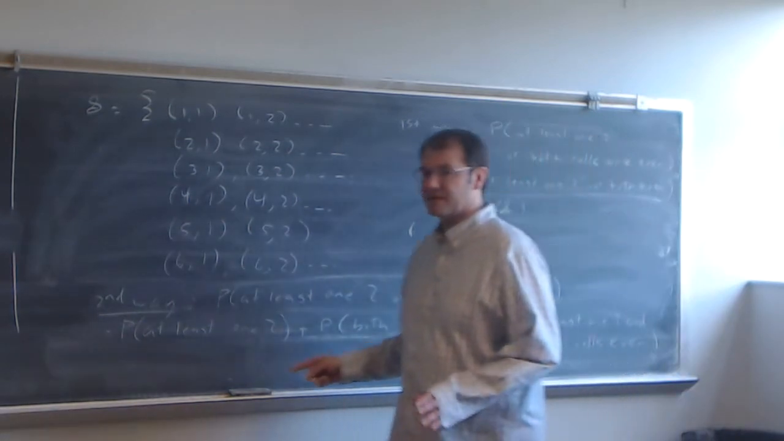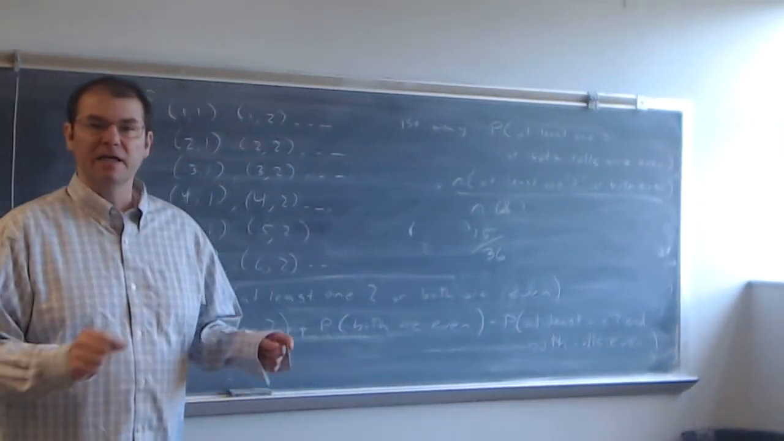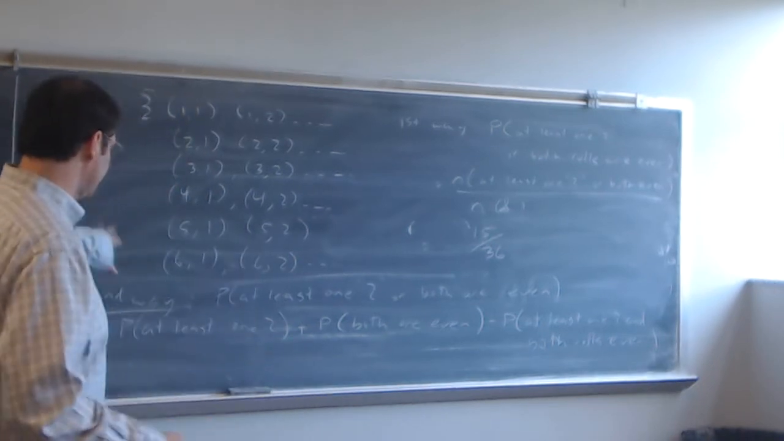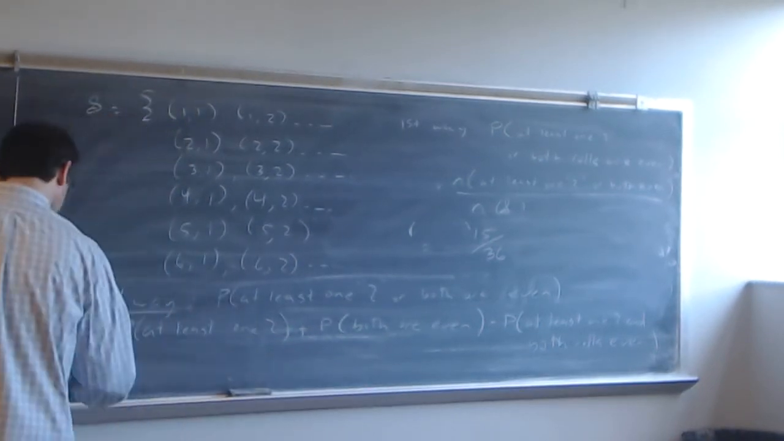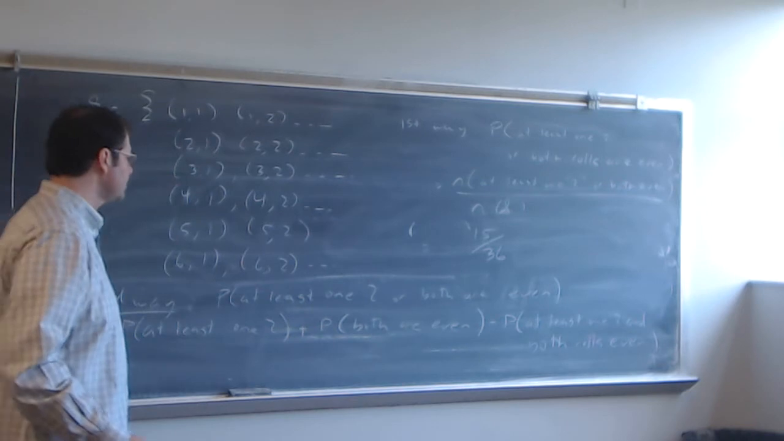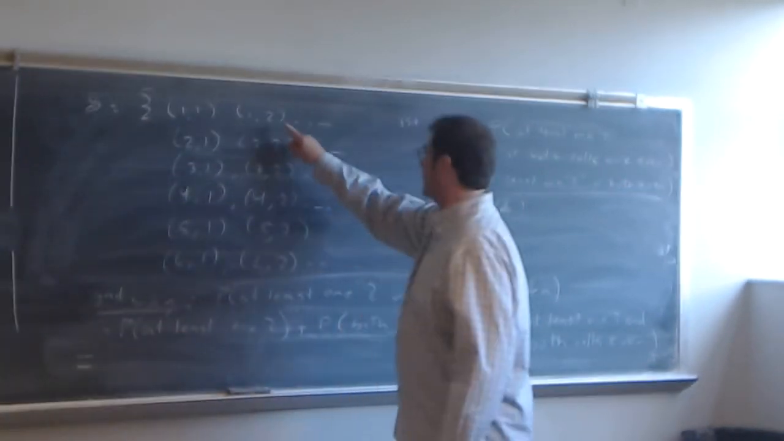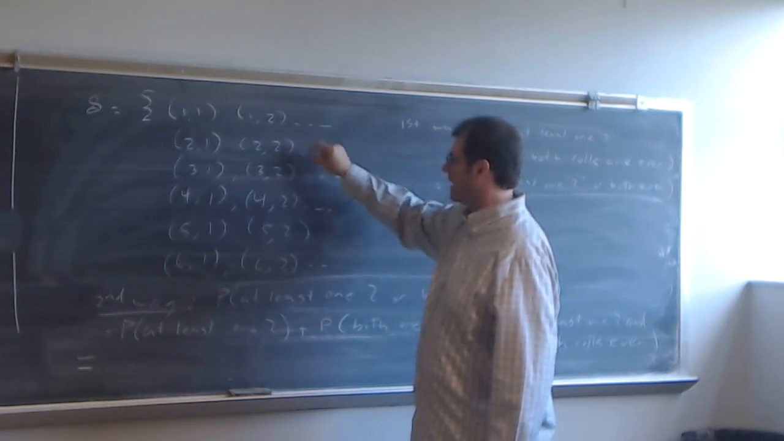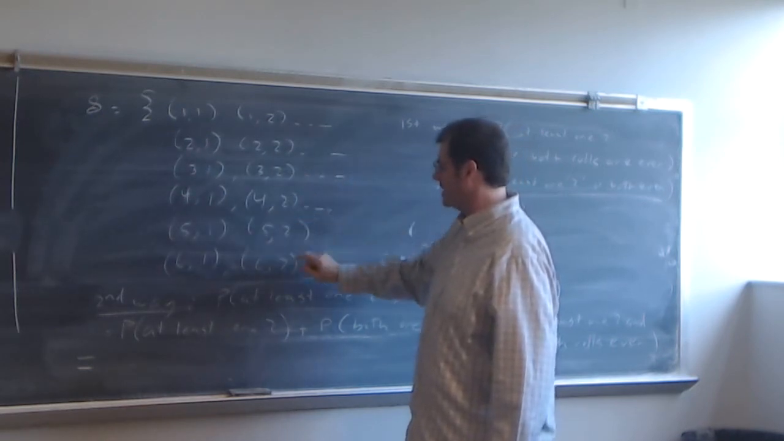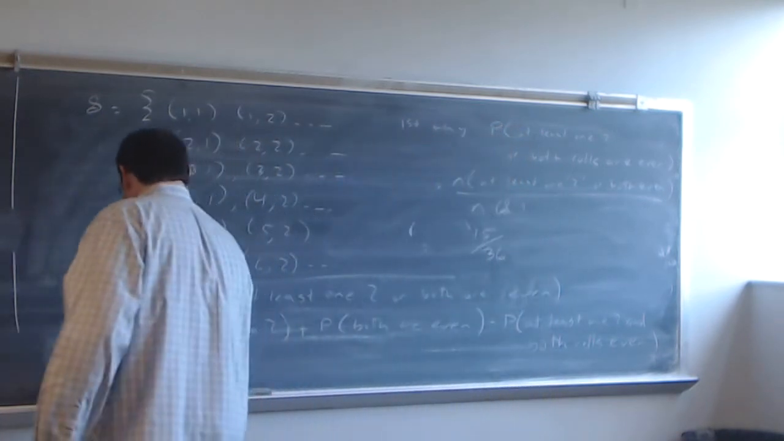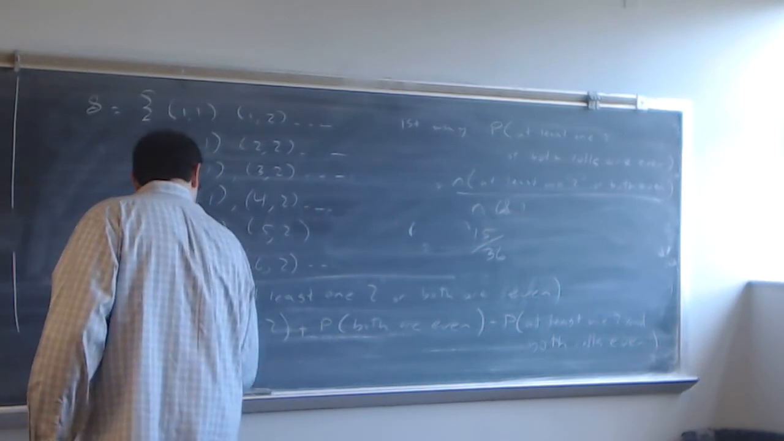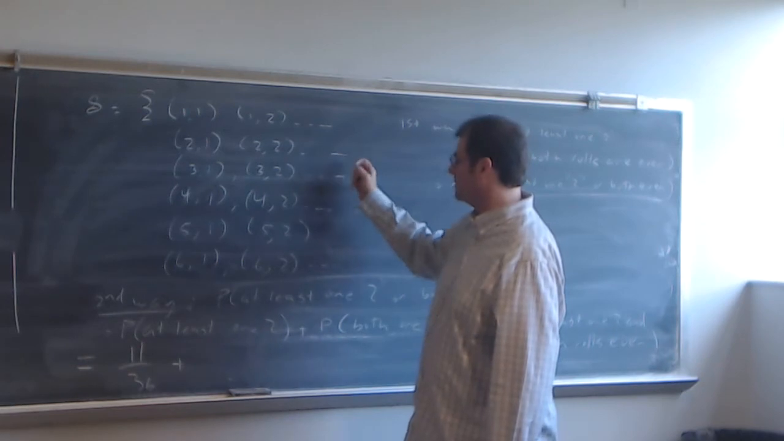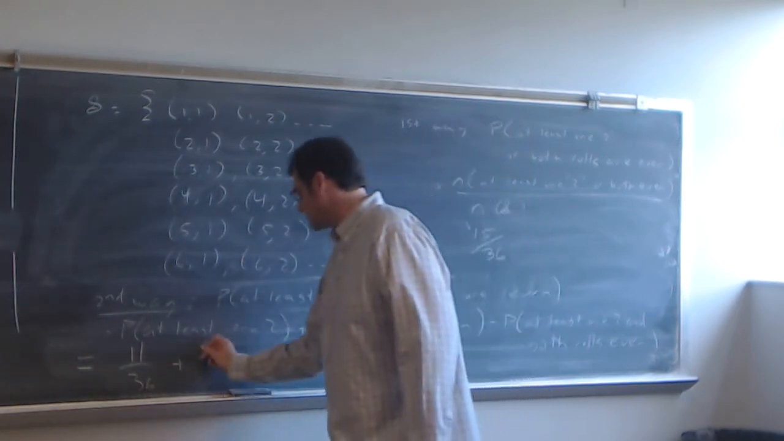And I'm not going to write this out, but I'm going to calculate each one of those three probabilities using the classical definition because our sample space consists of equally likely outcomes. So at least one 2. That happens once here, 6 times here, so that's 7, 8, 9, 10, I think it's 11 out of 36. Plus, both are even. That happens 3, 6, 9 times.